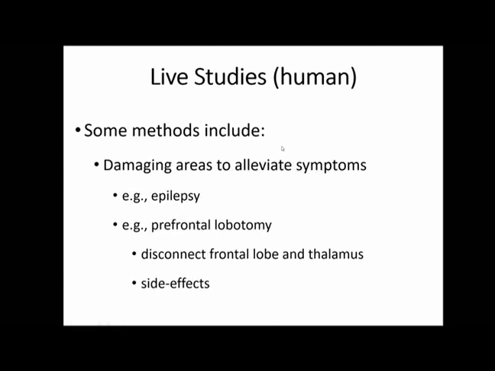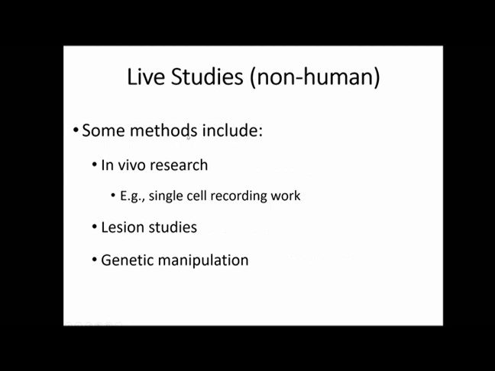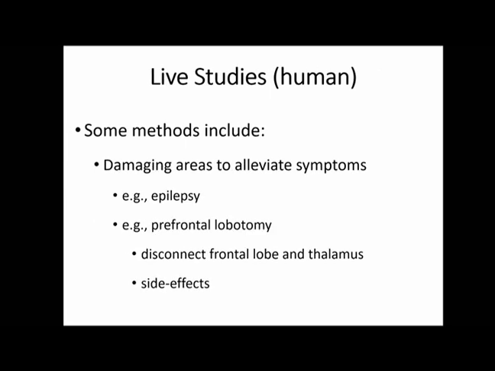And then the next section is doing these live studies, but in humans. And so it's really hard to get ethical approval, as you can imagine, to do any of these kinds of work, because anything involving the brain is pretty risky. So in order to do this kind of research in humans, you have to have a pretty good reason to do it. And some of the ways you can get around this is if you're damaging part of the brain specifically to give some kind of benefit to the patient.